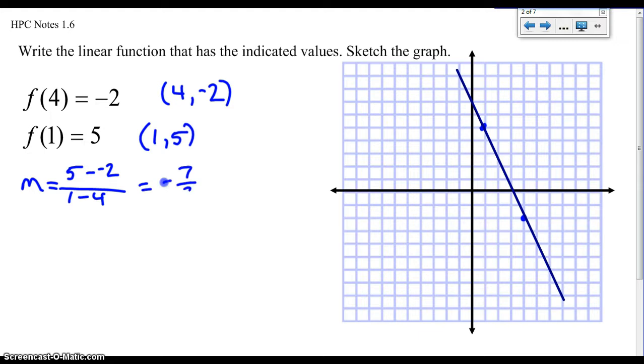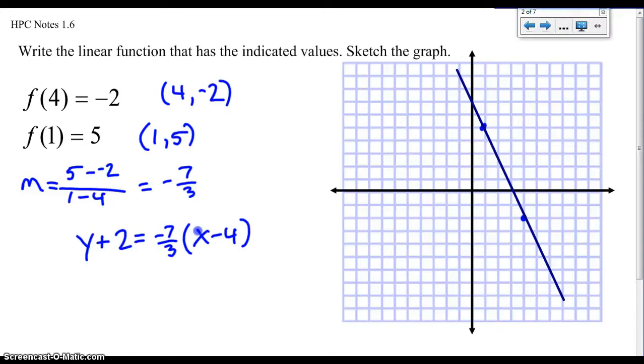We'll have -7/3, and then I'm just going to put it into point-slope form, and you can choose either point. I've gone with the first one, for -2. So y + 2 = -7/3 (x - 4).